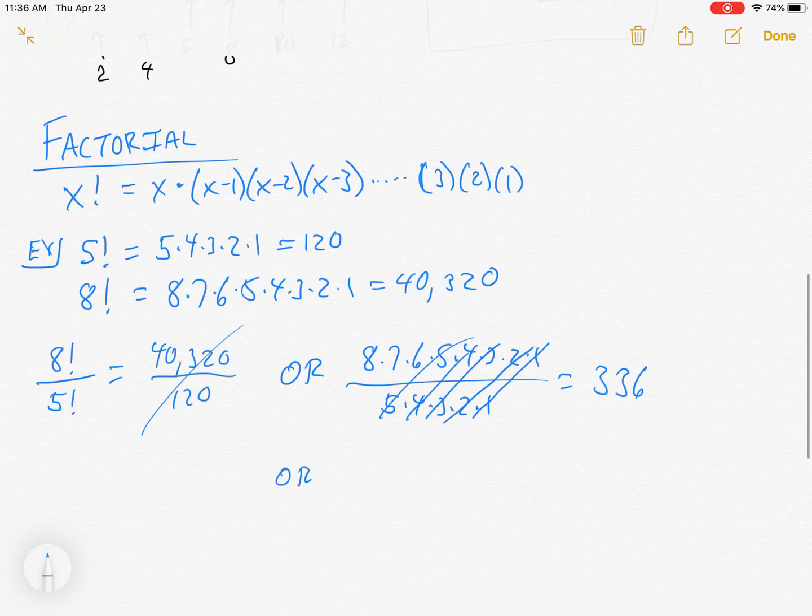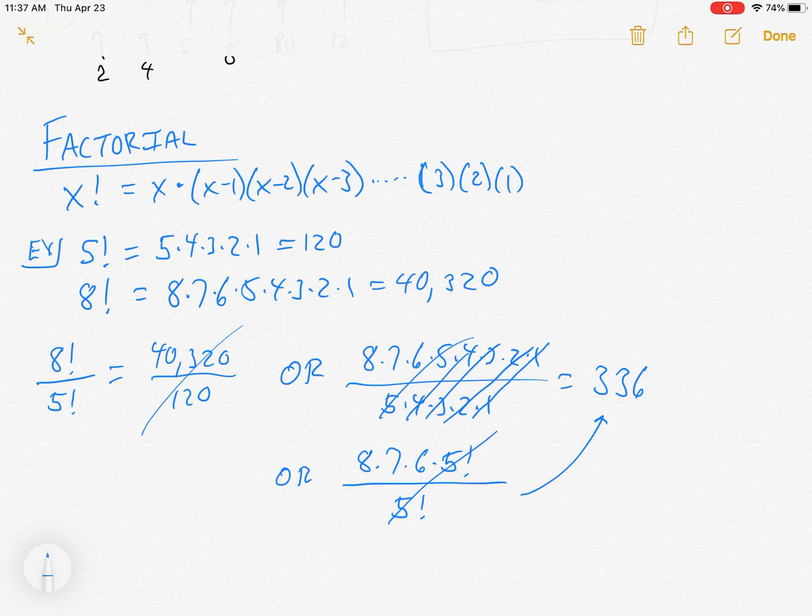Notice the 1's cancel, the 2's cancel, the 3's cancel, the 4's cancel, the 5's cancel. I just have 8 times 7 times 6, and that is 336. Another way you could write this, some people will do it, is they'll say that's 5 factorial. This is 8 times 7 times 6 times 5 factorial, and get the same thing. But rather than calculating both factorials, this is the way to go.